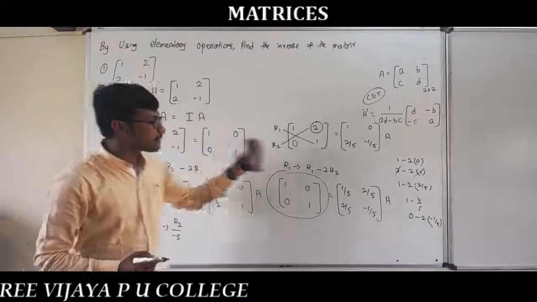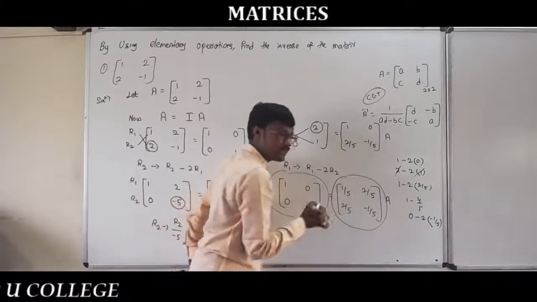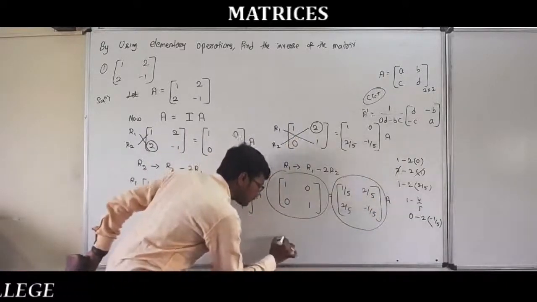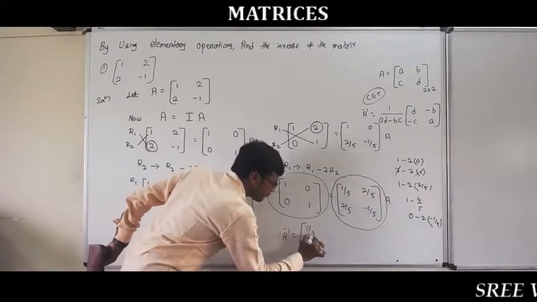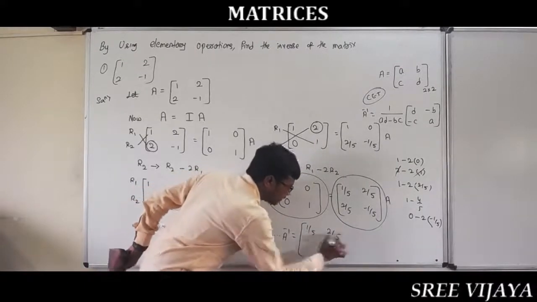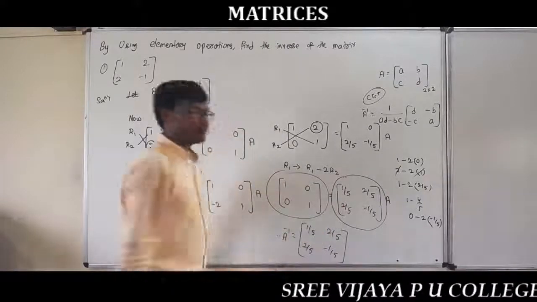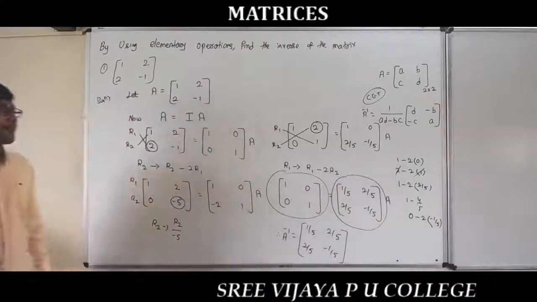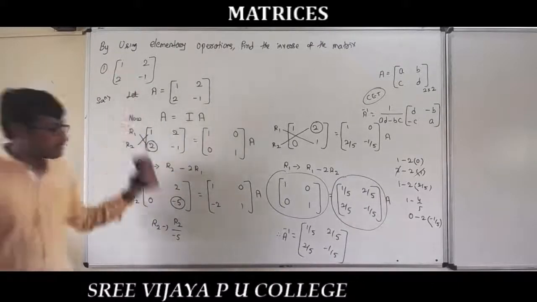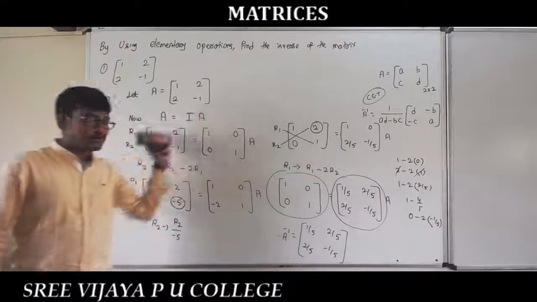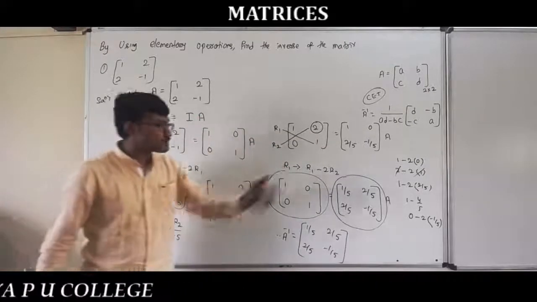On the right hand side, this becomes the matrix right there. So this is the inverse of the given matrix. Therefore, A inverse is equal to 1 by 5, 2 by 5, 2 by 5, minus 1 by 5. So this is the inverse of a matrix by elementary row operations. In this entire problem we applied only row operations. Here also row operation, here also row operation.